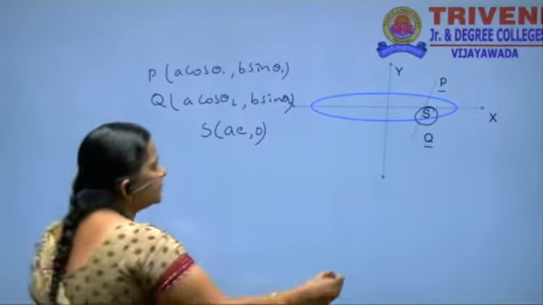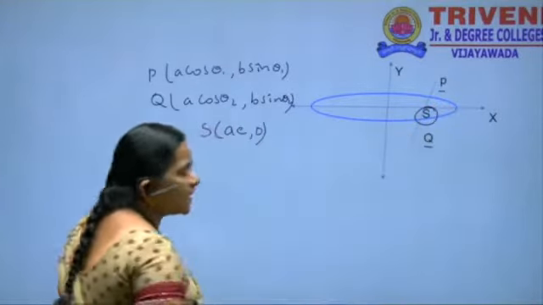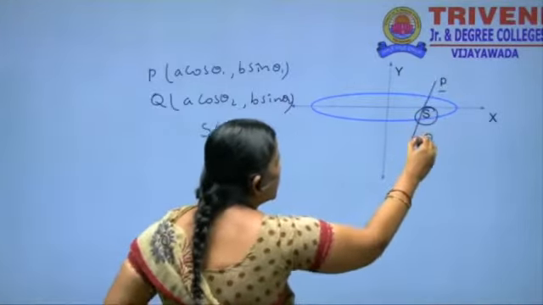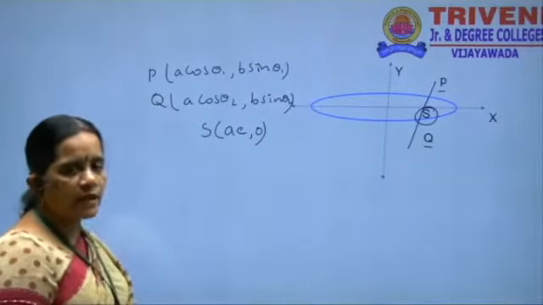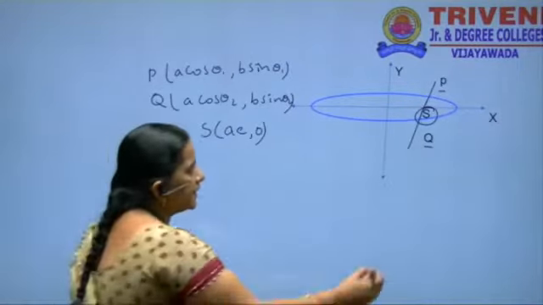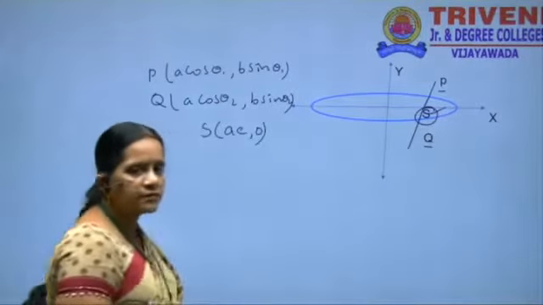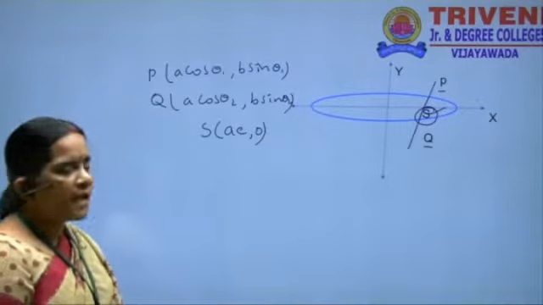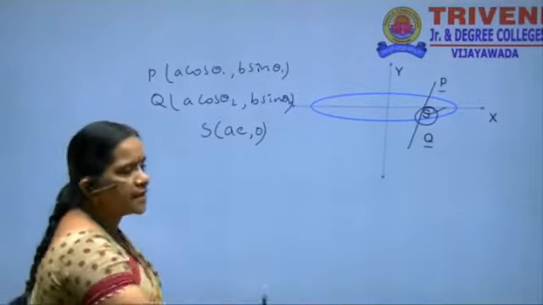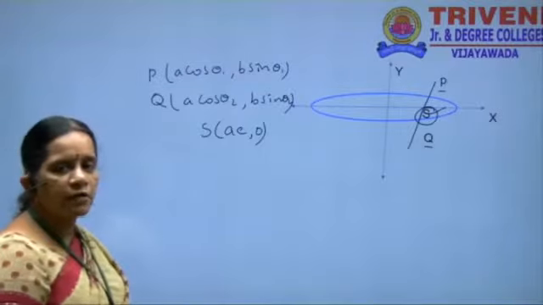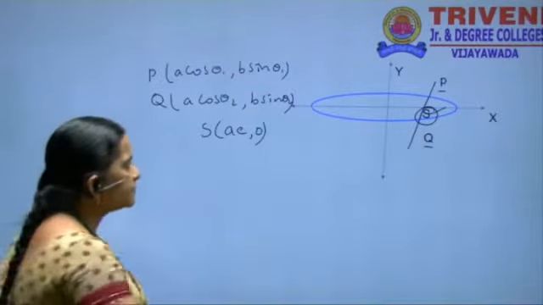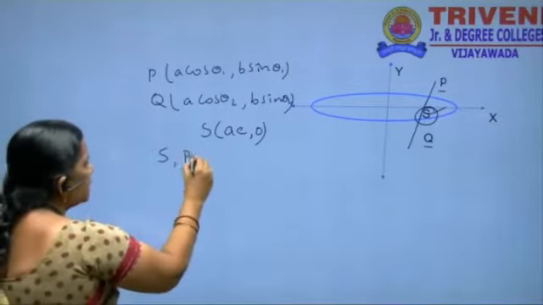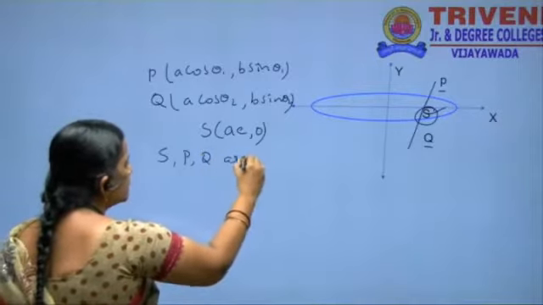We have to see this in the diagram. The x and y axes are there. S is the focus and PQ is the chord of the curve. PQ is a line that passes through the point that is the focus. Here already we have to observe the diagram. S, P, Q are collinear. Why? Because these three points lie on one line, so S, P, Q are collinear.